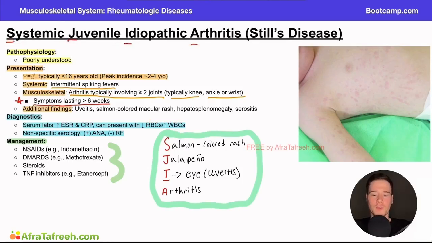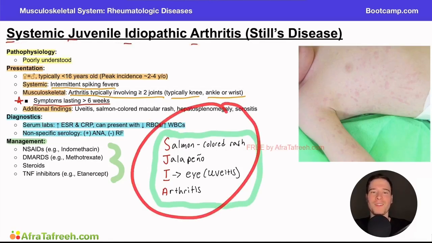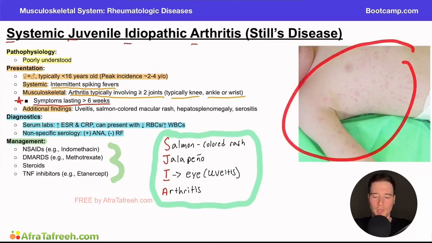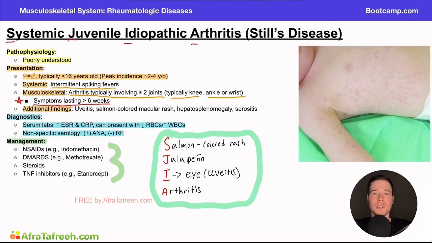Really what I want you to take from this video comes down to what we see right here, the classic findings, but the pathophysiology is poorly understood overall. Our presentation is going to deal with a younger patient who has intermittent spiking fevers, as well as some joint pain, and some of these other findings, including uveitis, the maculopapular rash, hepatosplenomegaly, or potentially serositis as well.